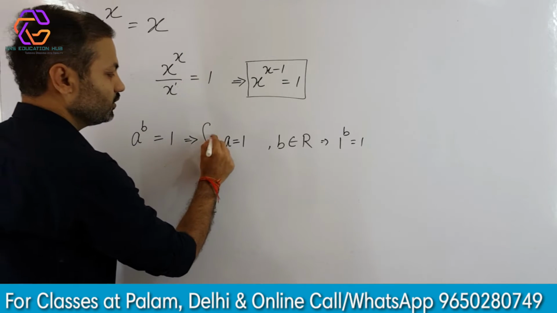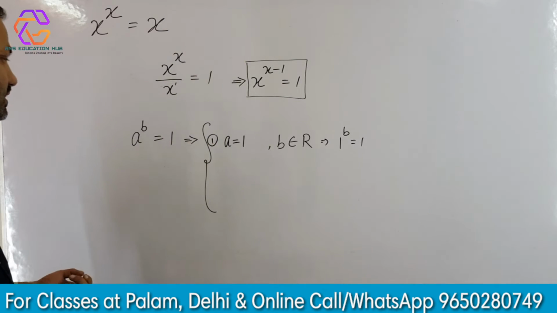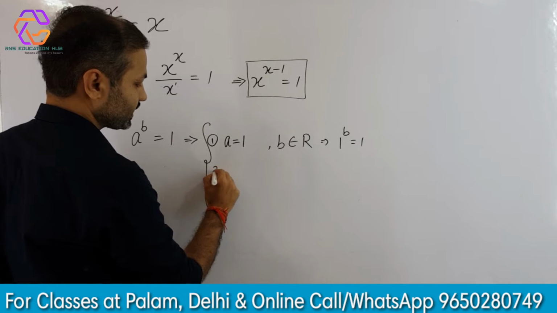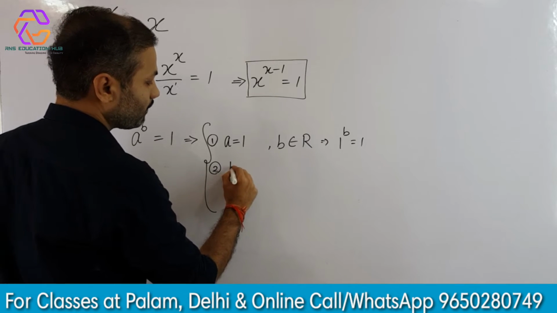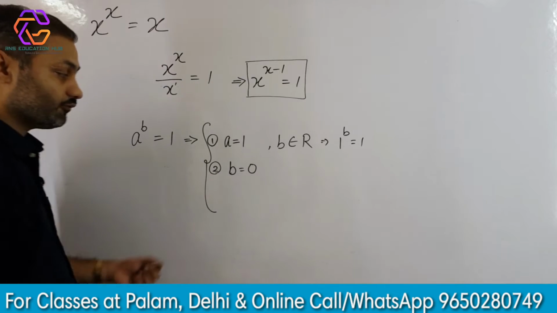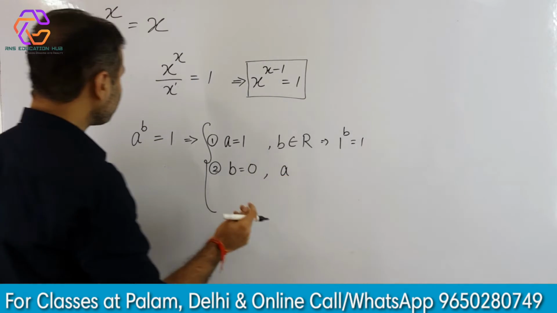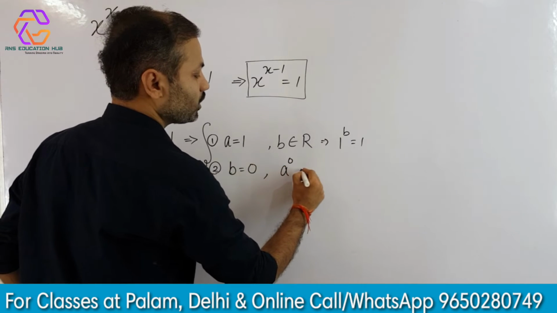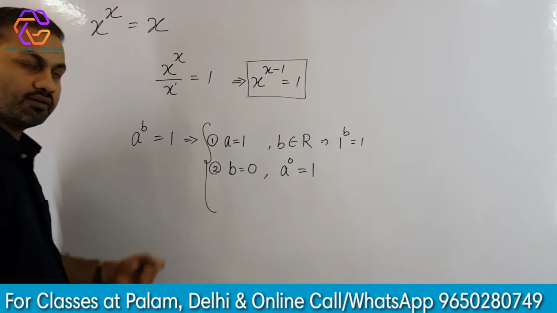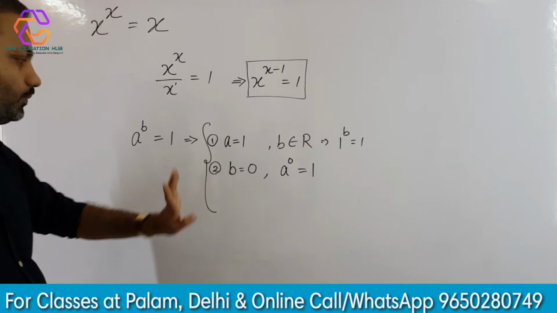Second thing is, what if our b is 0? If b is 0, then irrespective of what a is, a to the power 0 will always be 1.